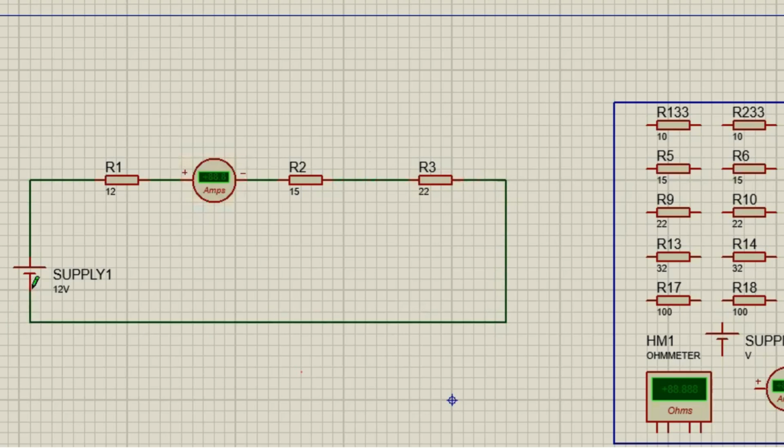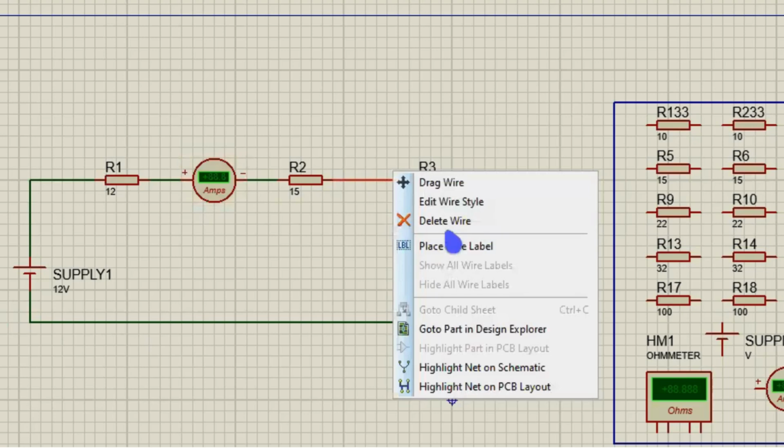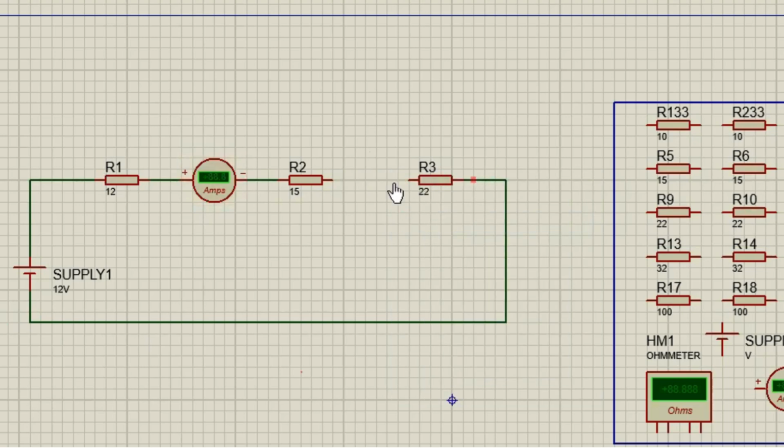So this gives us the same current because we're dealing with the resistive series circuit. This gives us the same current flowing through R1. And we're going to do the same in this case. I'm not going to delete all the wires.